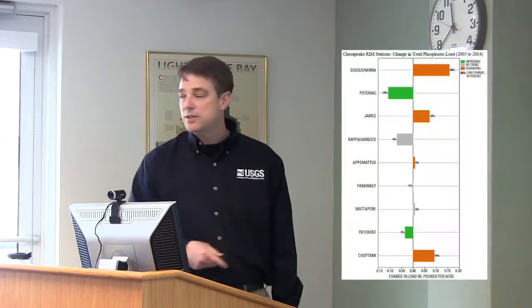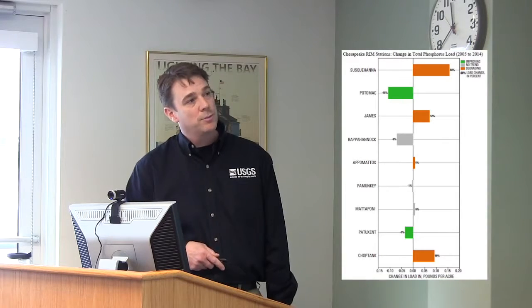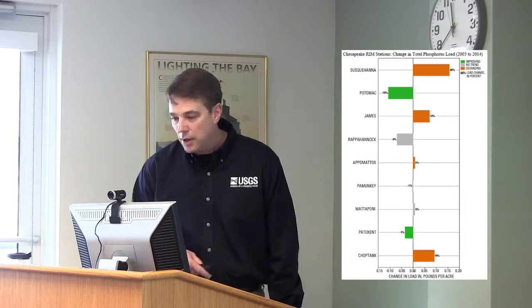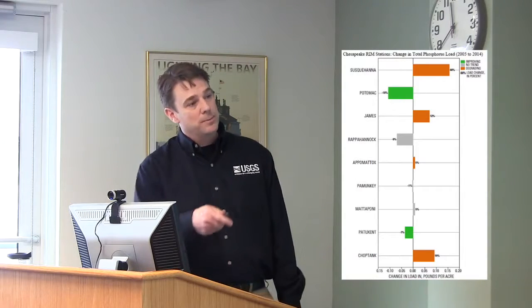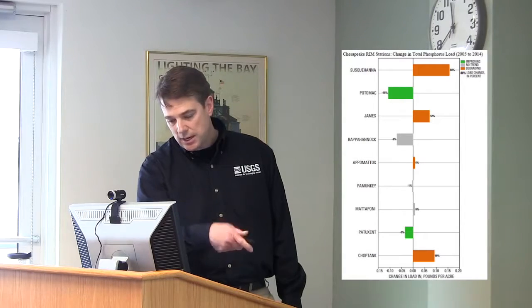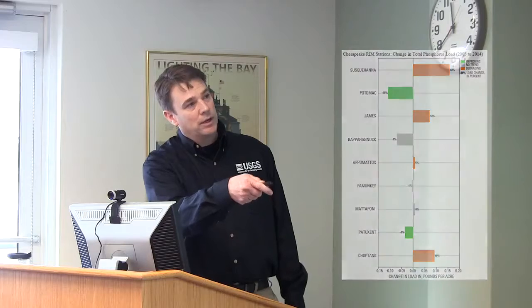The Susquehanna shows the greatest degradation at about 0.15 pounds per acre increase over this 10-year period, and that's a 44% increase. Then we see within the James about a 12% increase, and then on the Choptank about a 19% increase. The Potomac really is the only station that's showing marked improvements within each of these 9 stations.